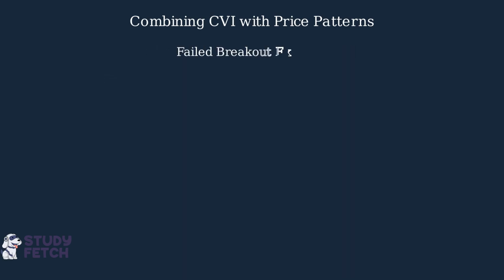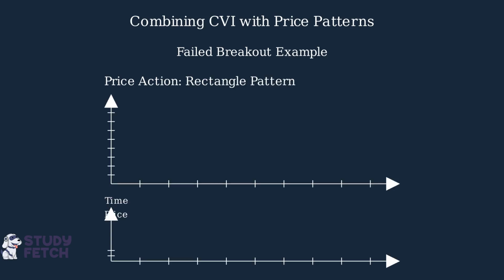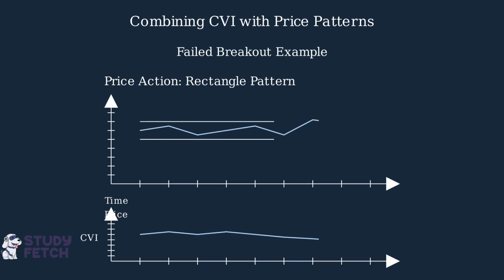Not all price breakouts succeed. Let's examine a rectangle pattern where price breaks out but CVI doesn't confirm, leading to a failed move. In a rectangle pattern, price oscillates between support and resistance levels. A breakout should ideally be accompanied by increasing volume. Notice how price breaks above the upper bound, signaling a potential bullish breakout. However, CVI fails to increase with the breakout, a warning sign. Without CVI confirmation, the breakout fails. Price eventually reverses and falls back into and then through the rectangle pattern.